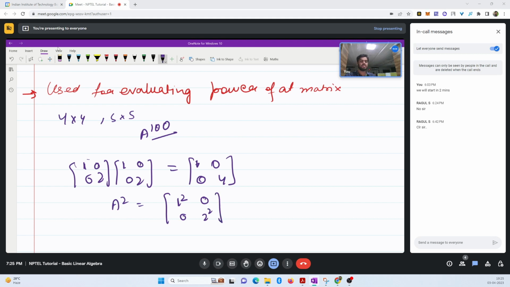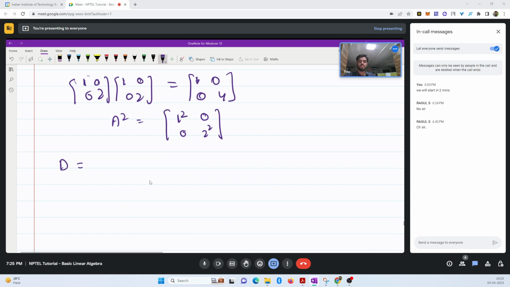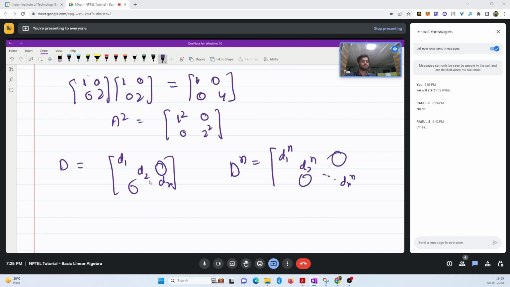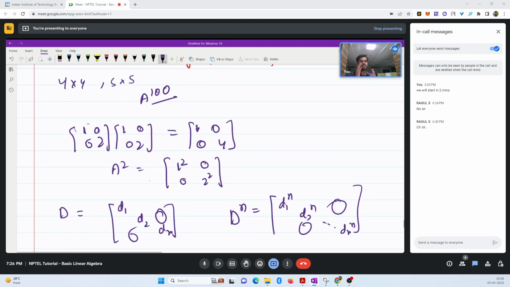सिमिलरली इफ यू हैव अ डायगोनल मैट्रिक्स D, ठीक है, and if your D is equal to, let's say, D1 D2 Dn, this is a diagonal matrix, बाकी सब जगह 0, and you take D to the power n, then what you get is D1 to the power n, D2 to the power n, Dn to the power n, और बाकी जगह 0. So this is also a diagonal matrix with only diagonals taken to the power n. Okay, so this is a property of a diagonal matrix, and we want to use this property to find power of any arbitrary matrix that is diagonalizable.